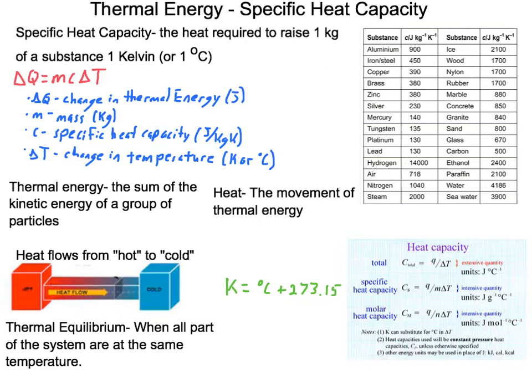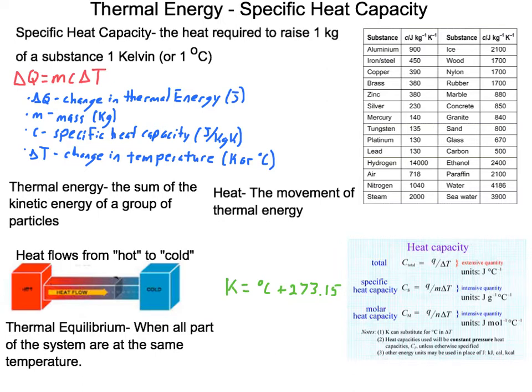Now, temperature's definition is the average kinetic energy of a group of particles. So notice the difference. Here, it's all of the kinetic energy added up. Now, heat is another term you use quite often. It's the movement of thermal energy. So make sure you don't use the term heat unless we're talking about thermal energy moving from one object to another.